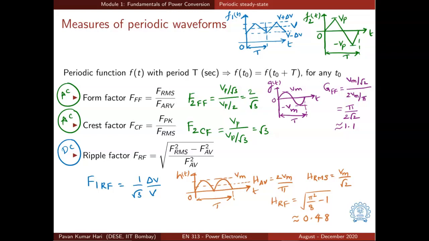Here is another example of DC waveform, which is a rectified sinusoid. It's just the modulus of sine h of t shown here, whose peak value is Vm, but it comes down all the way to 0. So we know that the average value of this waveform, h average, is 2 Vm by pi, and h RMS is Vm by root 2. So we can calculate the ripple factor as square root of pi square by 8 minus 1, which is almost 0.48. So the unwanted component in this h of t is almost 50% of the average value. It's like 48% of the average value.